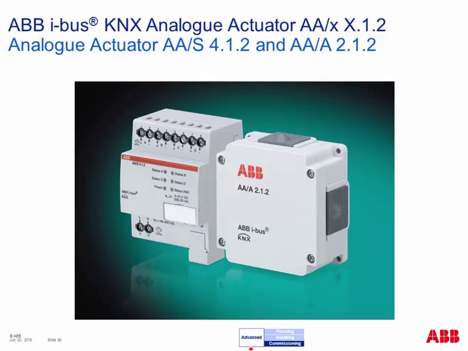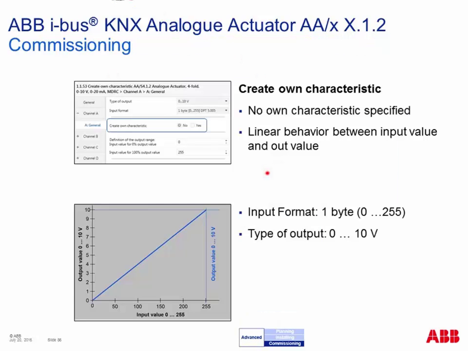Let's come, you see here on the bottom, to the advanced commissioning steps. So for more trained people or maybe for more experienced, I'd like to explain maybe deeper parameters. That's why we are now at the level advanced. So advanced, for example, we can change the characteristic of our output. When we say no, which is default, then we have a kind of linear behavior between our input value and the output level. What does it mean?